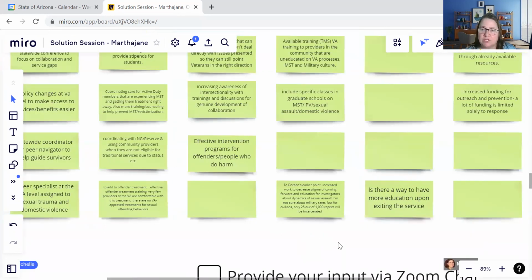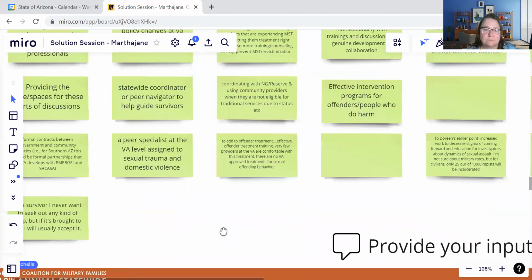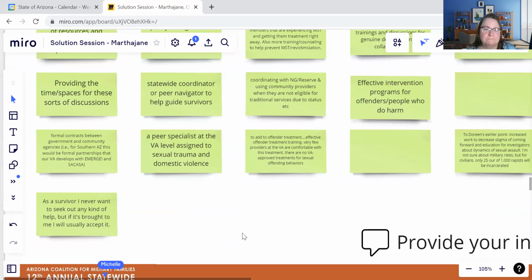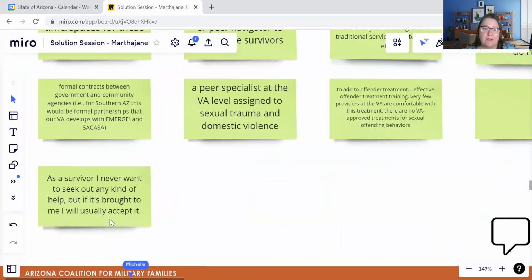A way to have more education upon exiting the service. Absolutely. People are reticent to seek out help, but if it's brought to them, they might accept it.